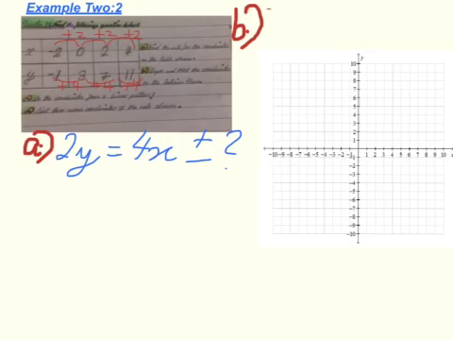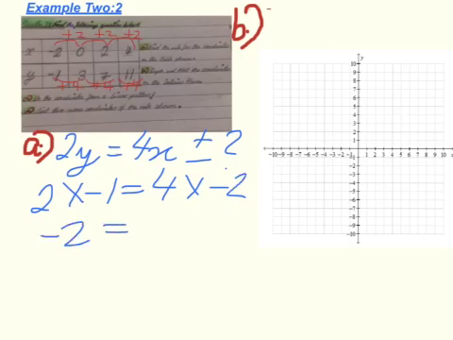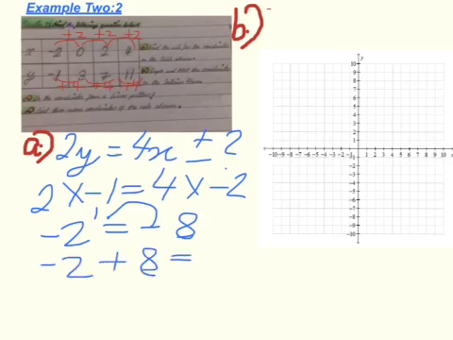To define that, we'll need to substitute. Let's substitute the first value. 2 times minus 1 equals 4 times minus 2 plus or minus something. Minus 2 equals minus 8. We move that, so the sign changes, which is minus 2 plus 8, which equals 6. So that means 2y equals 4x plus 6.